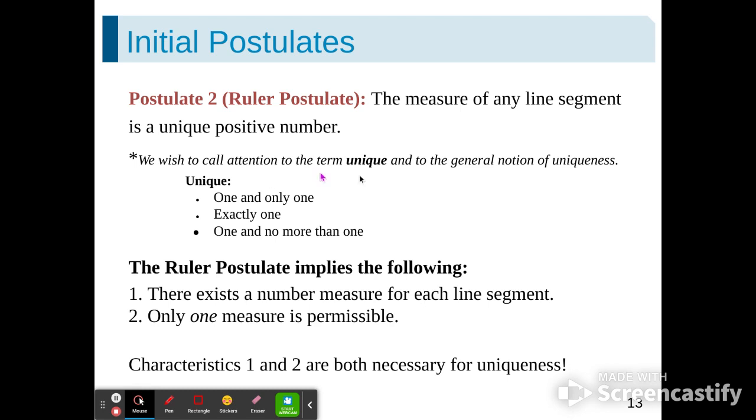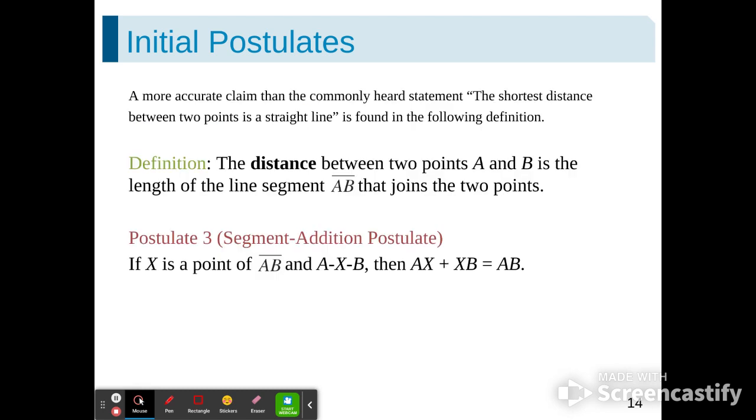We wish to call attention to the term unique. There's a general notion of uniqueness. Unique means one and only one. There's exactly one and no more than one. So the ruler postulate implies the following: there exists a number measure for each line segment. So the ruler postulate is that if I have a line segment, I can measure it and get a distance for it. Only one measure is permissible, because if you're measuring accurately, there's only going to be one. So postulates 1 and 2 are necessary.